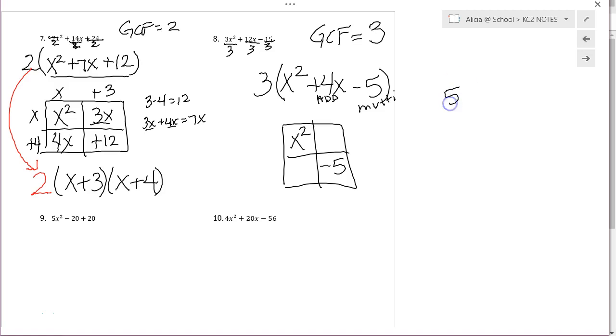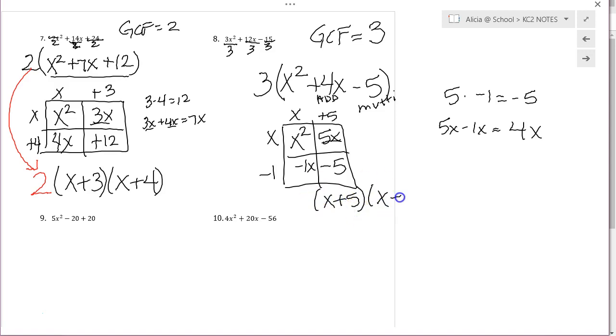So I'm going to have 5 times a negative 1, which is a negative 5, because 5x minus 1x would be a positive 4x, right? Opposite signs because the bigger number has to be positive. So I'm going to have 5x and a minus 1x. That means x times x is x squared, x times a positive 5 is a positive 5x, x times a negative 1 is a negative 1x. And my binomials then are going to be x plus 5 times x minus 1.